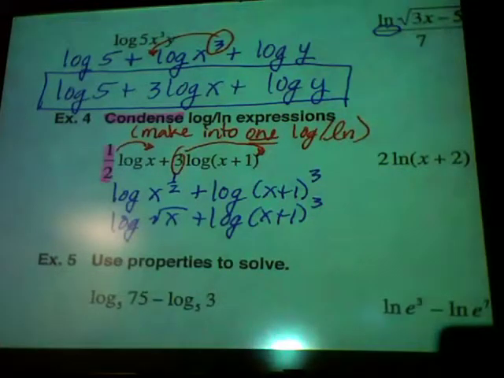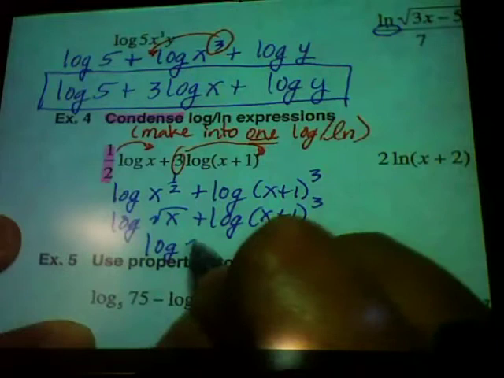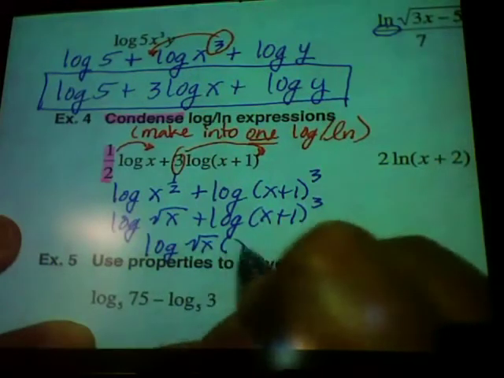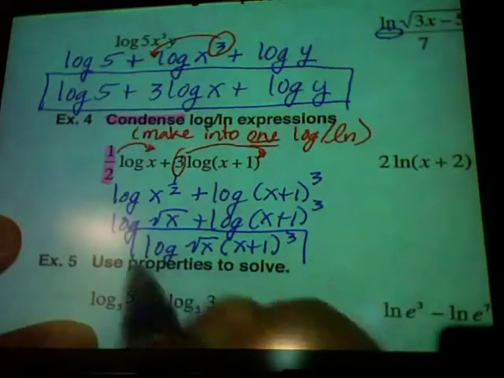So then I have 2 logs being added. What do you do with addition to go in reverse? Multiply. So our final answer is log of square root of x times x plus 1 to the 3rd power. So there's your final answer.